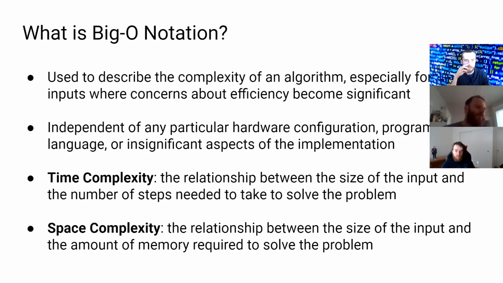There's two forms of complexity that big O can capture. The first is time complexity. That's a relationship between the size of the input and the number of steps needed to solve the problem, and that's what we're going to talk about throughout this presentation. But then there's also space complexity. Space complexity is a relationship between the size of the input and the amount of memory required. Memory is so cheap these days, we don't really care so much about space complexity.